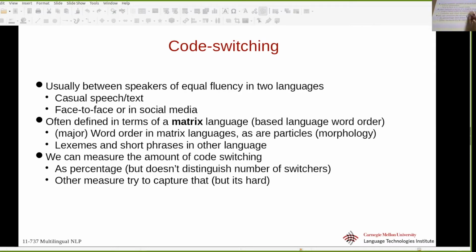Often it's defined in terms of what's called a matrix language. So there's an underlying language that's being used, and then there's things being mixed on top of it. For those of you who speak Hindi, you're probably nowadays speaking English, because you're mostly speaking with a Hindi matrix language with lots of English on top of it. In the same way that I said English is really a Saxon language with lots of Norman French inside it. That's sort of what it is nowadays.